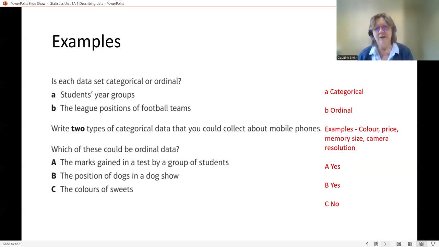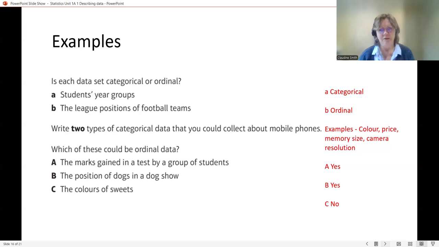For two types of categorical data that you could collect about mobile phones, examples could be colour, price, memory size, camera resolution. You may be able to think of others such as brand, or there might be other features on a mobile phone that you're interested in that you could categorize phones by. So phones that have that feature and phones that don't. So you have quite a few options there.